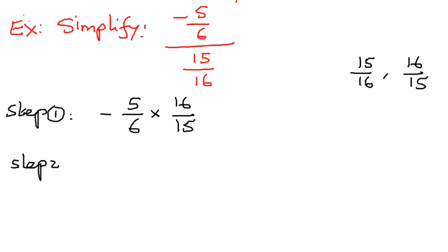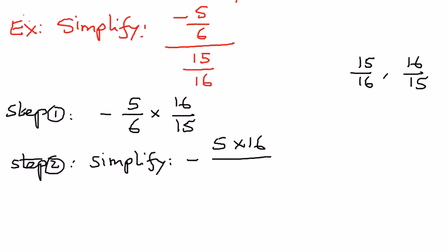In step 2, we're going to simplify these fractions. So we have a negative sign. So we multiply the numerators: 5 times 16 divided by 6 times 15. So as we said, when we have numbers in the numerator and in the denominator which are multiples of one another, we can reduce them some more. So I see 5 in the numerator, 15 in the denominator. 15 is a multiple of 5. 5 times 1 is 5. 5 times 3 is 15.